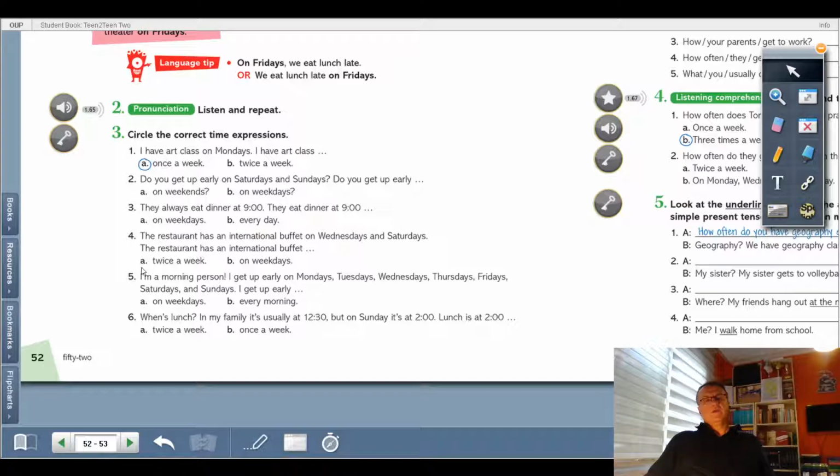4. The restaurant has an international buffet on Wednesdays and Saturdays. The restaurant has an international buffet twice a week on weekdays. Which one? Think about this. On Wednesdays and Saturdays. Twice a week or on weekdays? Be careful.